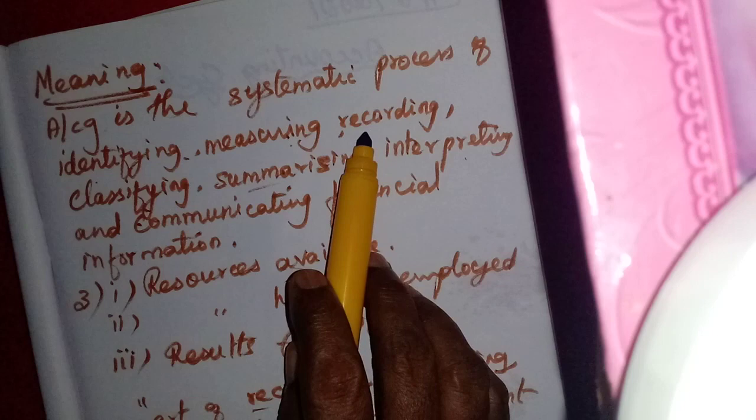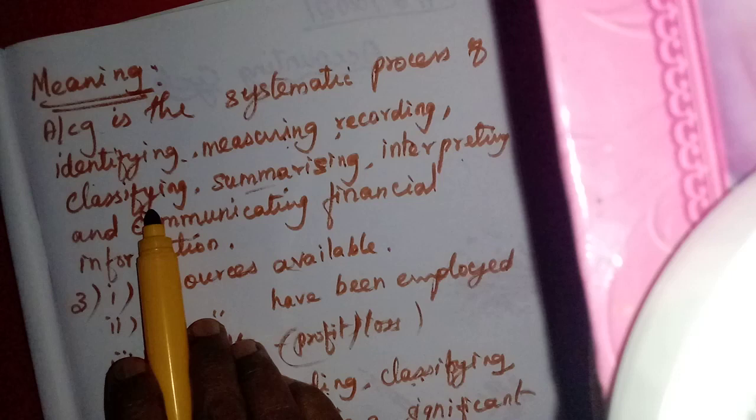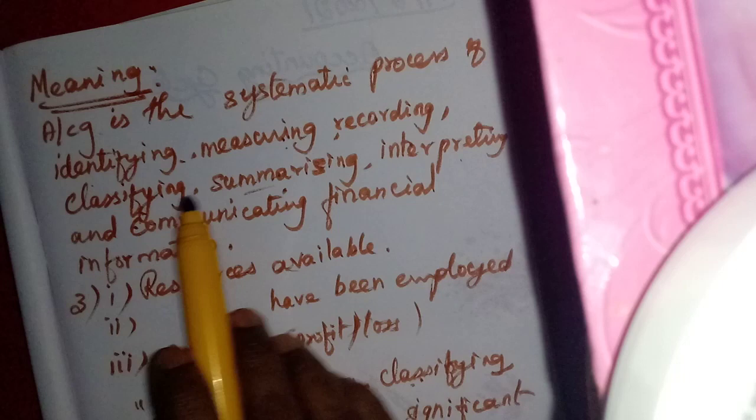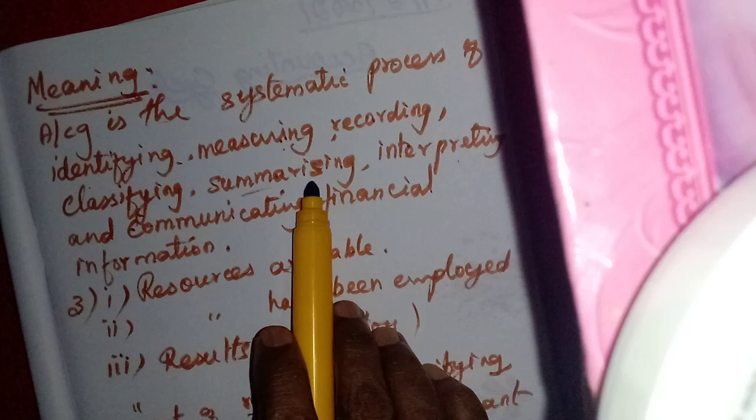This one, the third lesson, you will learn: recording. Then after recording in the journal entries, they will classify in the ledger accounts. That is called classifying. They will prepare the ledger accounts, that is classifying, then summarizing. The balances of the ledger accounts will be posted and written in a summary as the trial balance, that is summarizing.